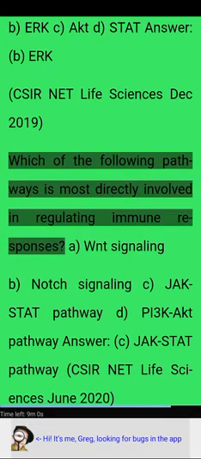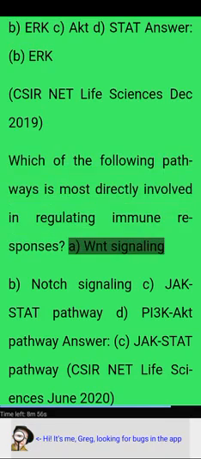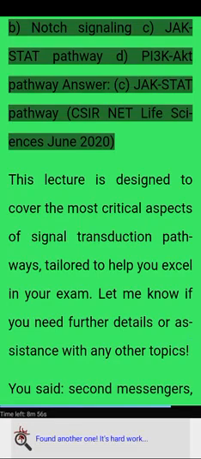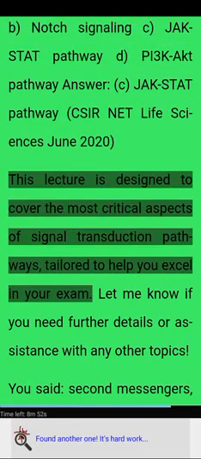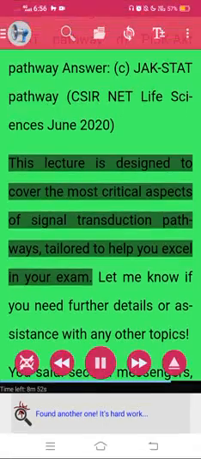Which of the following pathways is most directly involved in regulating immune responses? A. WNT signaling. B. Notch signaling. C. JAK-STAT pathway. D. PI3K-AKT pathway. Answer: C. JAK-STAT pathway. CSIR NET Life Sciences June 2020. This lecture is designed to cover the most critical aspects of signal transduction pathways, tailored to help you.